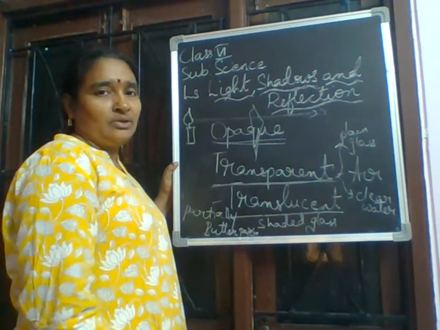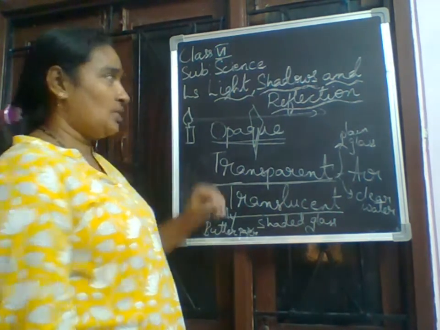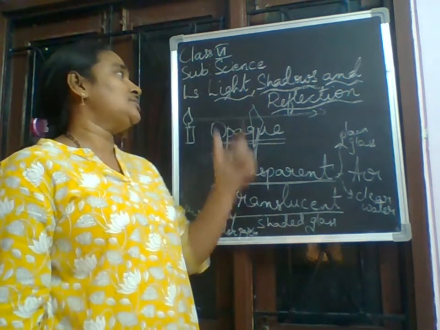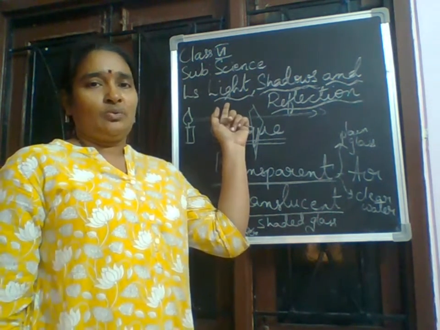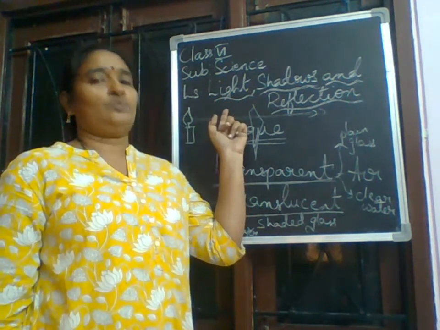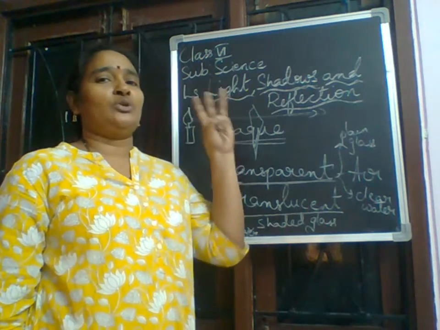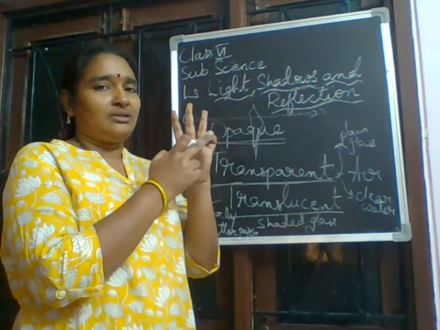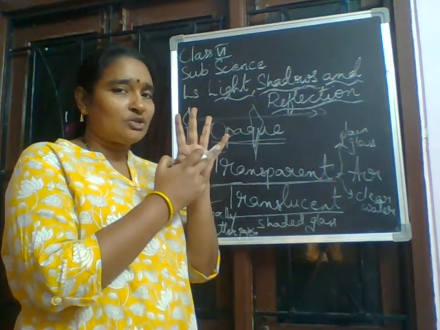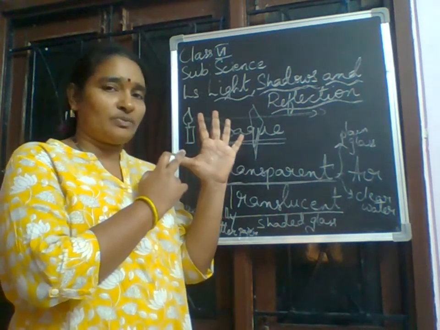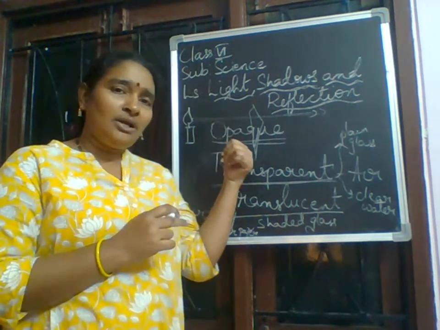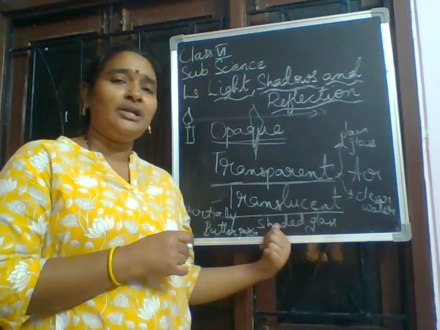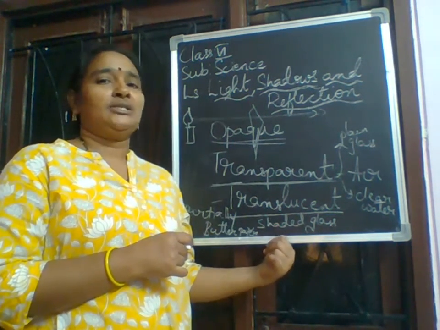So in this session, I have covered light. What are the different sources of light? What do we mean by luminous objects? What do we mean by non-luminous objects? How does light travel? By rectilinear propagation of light. Apart from that, for the formation of shadows, we have seen the opaque material. Apart from opaque, we have seen transparent and translucent materials. Thank you.